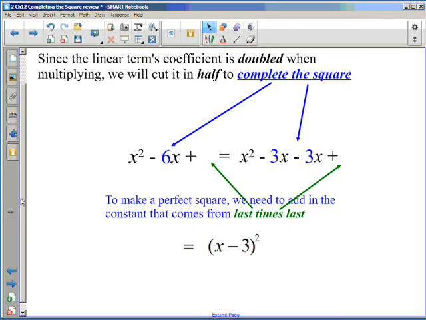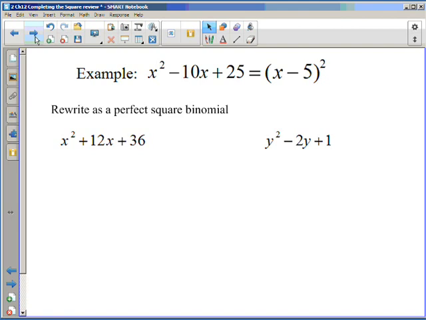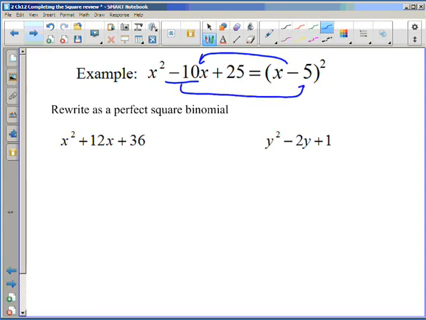Likewise, to make a perfect square, we need to add in the constant, and that comes from last times last, in this case 3 squared, which is going to be 9. So some of the familiarity you have with numbers is going to be useful. For instance, you might know that x minus 5 squared gives this. The way to find the perfect square binomial that goes with this trinomial is cut the coefficient of x in half, and also take the c and square root it, and you'll find your binomial. So for instance, we're going to want half of this 12, which has to equal the square root of 36. The answer is x plus 6 squared.